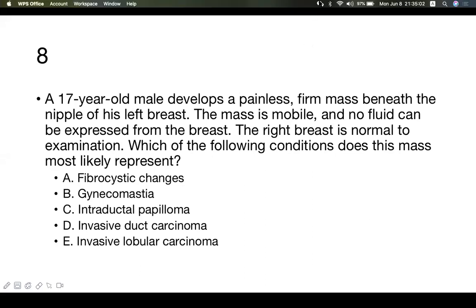Now, number 8. Please mute yourself, okay? When you want to answer, then only unmute. Otherwise, it will disturb everyone.